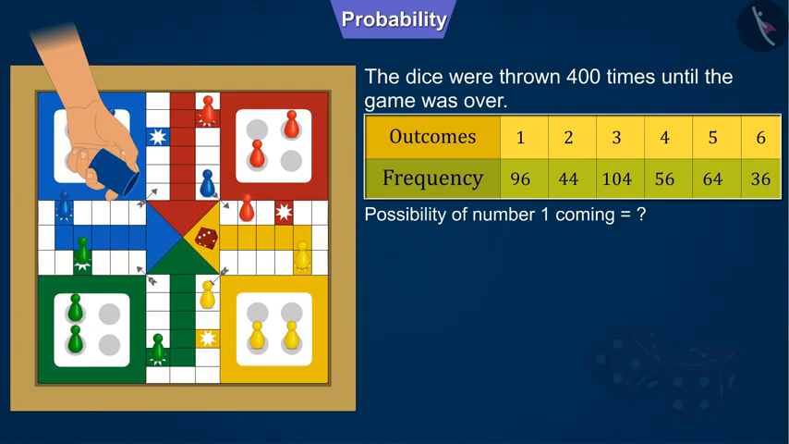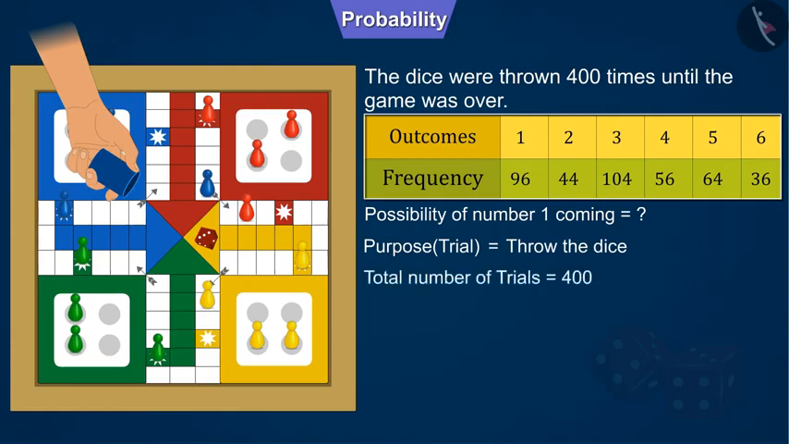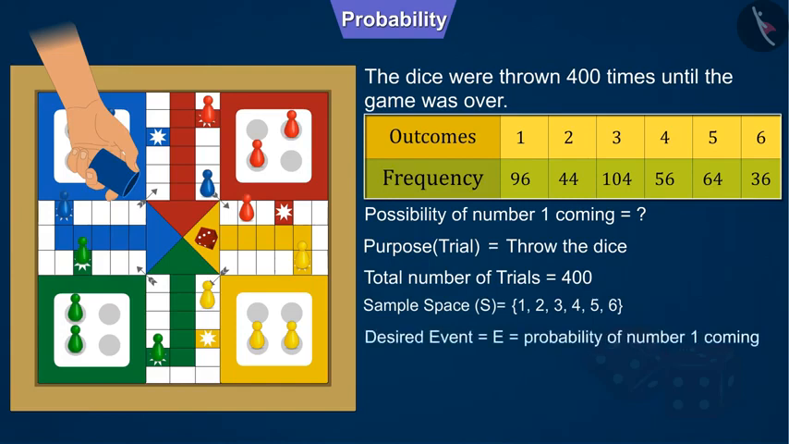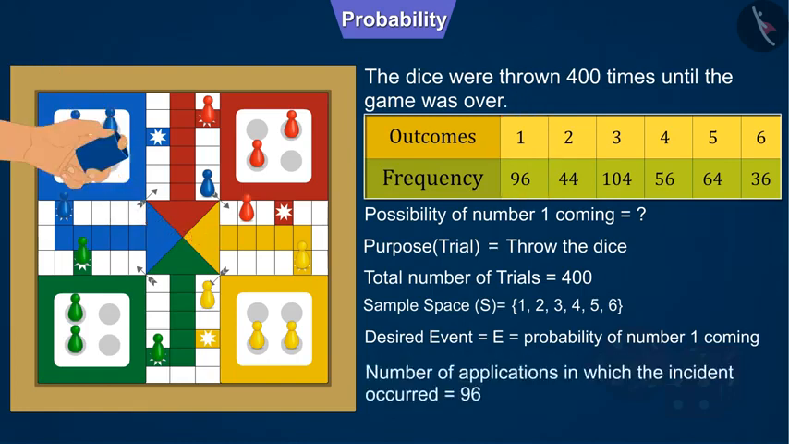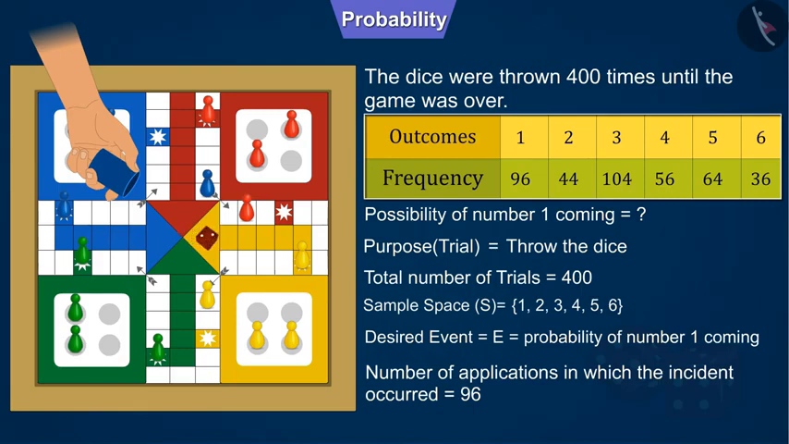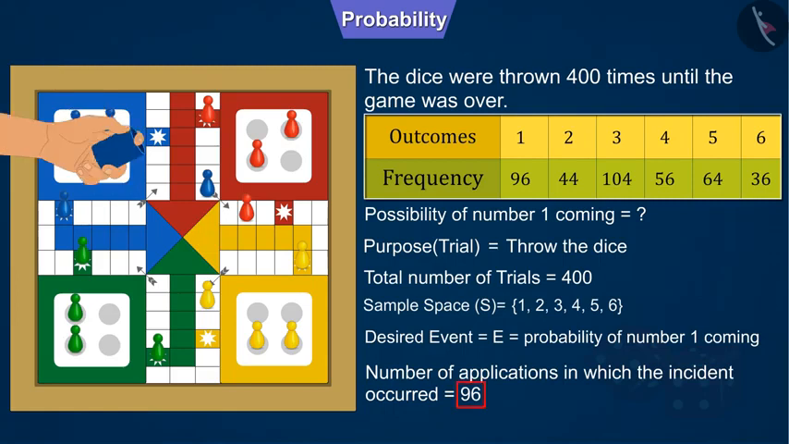The trial here is to throw the dice. Since the dice were thrown a total of 400 times, the total number of trials would be 400. The desired event is number 1 coming. In our experiment, the number 1 came 96 times when the dice were thrown 400 times. Therefore, the number of trials in which the event has occurred will be 96.